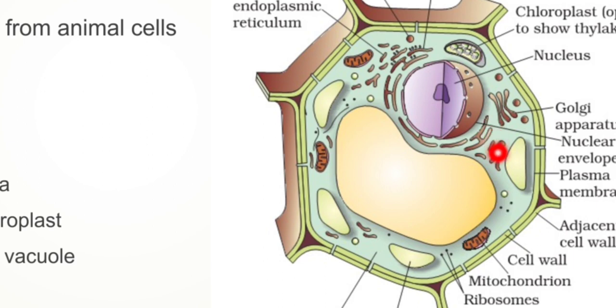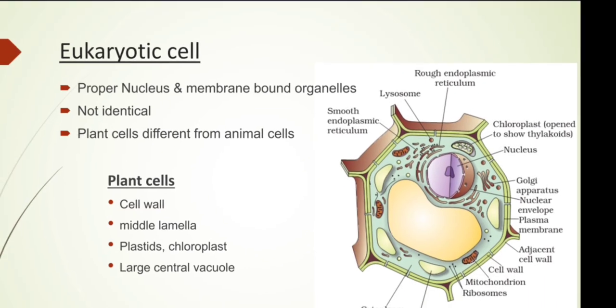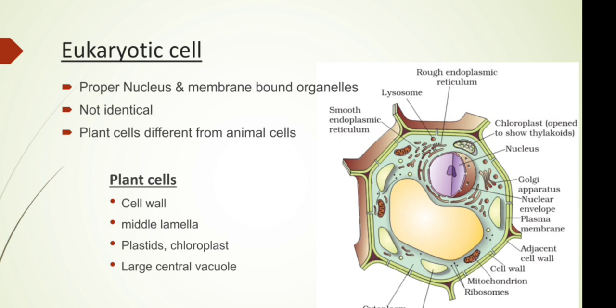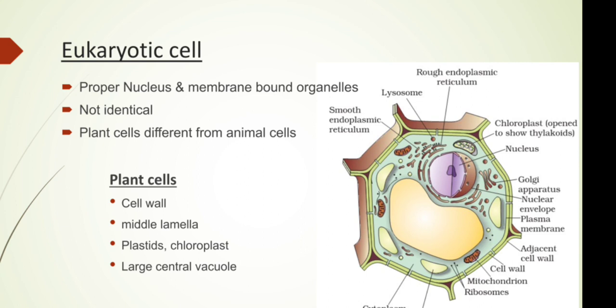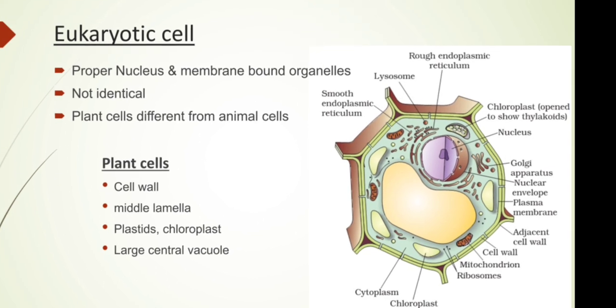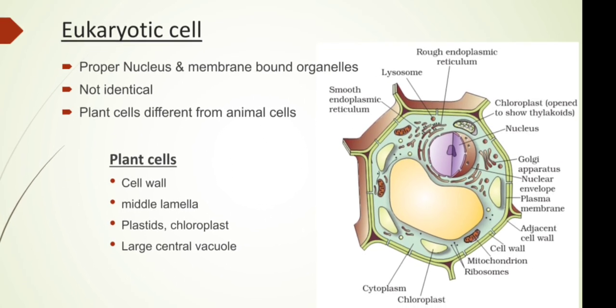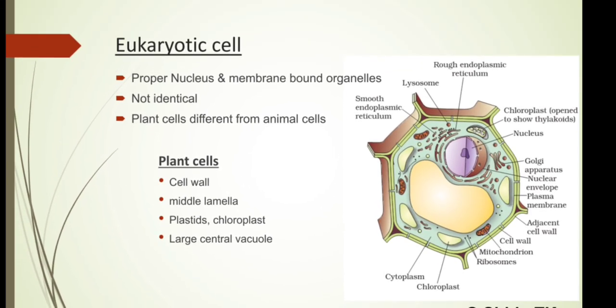Inside this cell, many membrane-bound cell organelles such as Golgi apparatus, endoplasmic reticulum, mitochondria, and chloroplast are present. Plant cells are different from animal cells. Plant cells have a cell wall, but the animal cells don't have a cell wall. Plant cells have plastids called chloroplasts, and plant cells have a large central vacuole. These things are absent in animal cells.